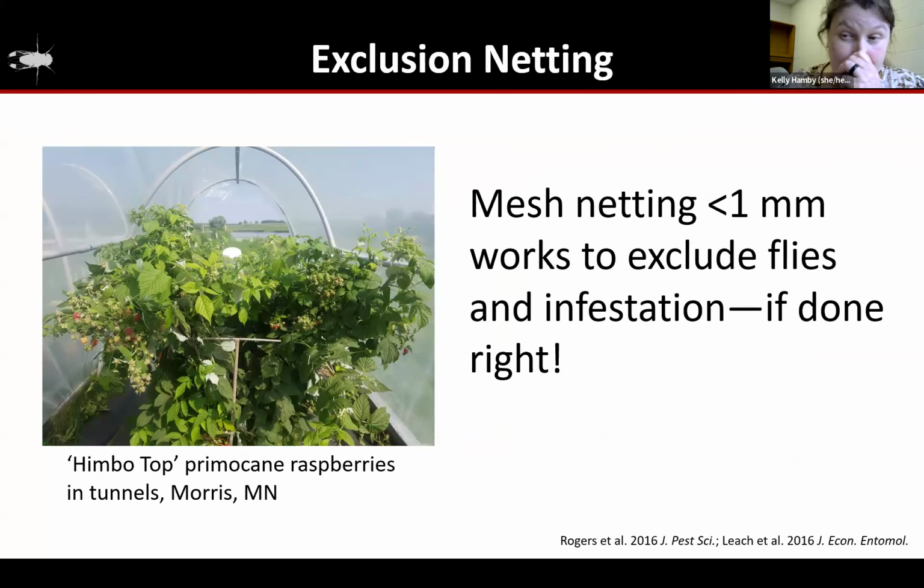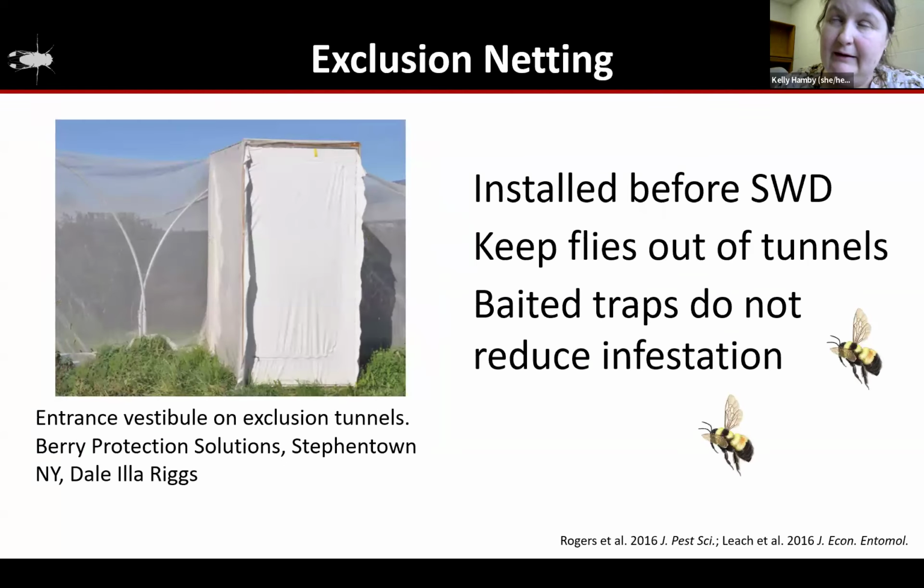Another thing that has been explored really well is using exclusion netting. So making complete exclusion netted tunnels. And this has been explored in blueberries and in caneberries. You need the mesh netting to be less than 1 millimeter to exclude the flies. And it will work if it's done correctly. Some tips that have been really important for doing this is first you have to install it before spotted wing Drosophila is in the fruit. Otherwise, you just build a spotted wing Drosophila infestation under your tunnel. And then you also have to continue to keep the flies out of the tunnels.